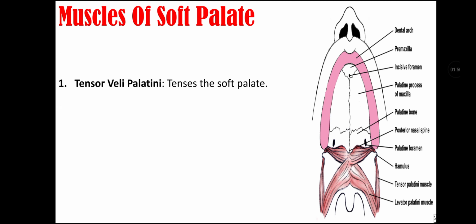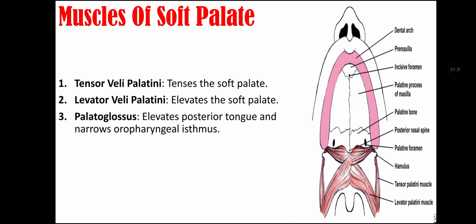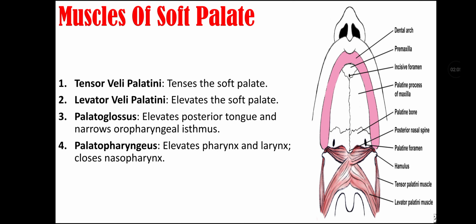Muscles of soft palate. First is tensor veli palatini that tenses the soft palate. Second is levator veli palatini that elevates the soft palate. Third is palatoglossus that elevates posterior tongue and narrows oropharyngeal isthmus. Fourth is palatopharyngeus that elevates pharynx and larynx and it closes nasopharynx. Fifth muscle is musculus uvulae that shortens and lifts the uvula.